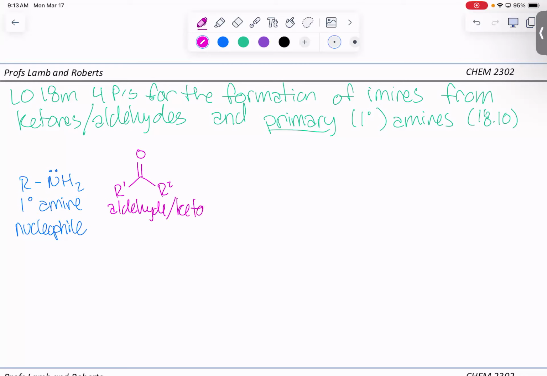And you'll recall from the last slide that we can make an aldimine or a ketimine, depending on what we started out with, the aldehyde or the ketone. And in this reaction, this is going to be our electrophile.